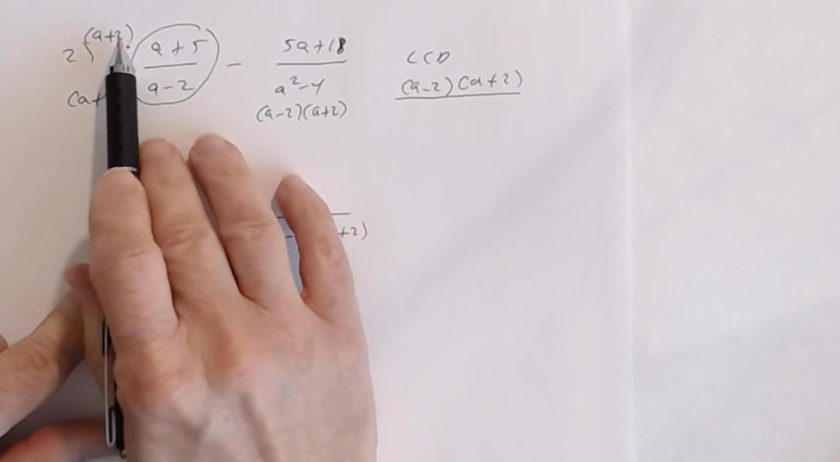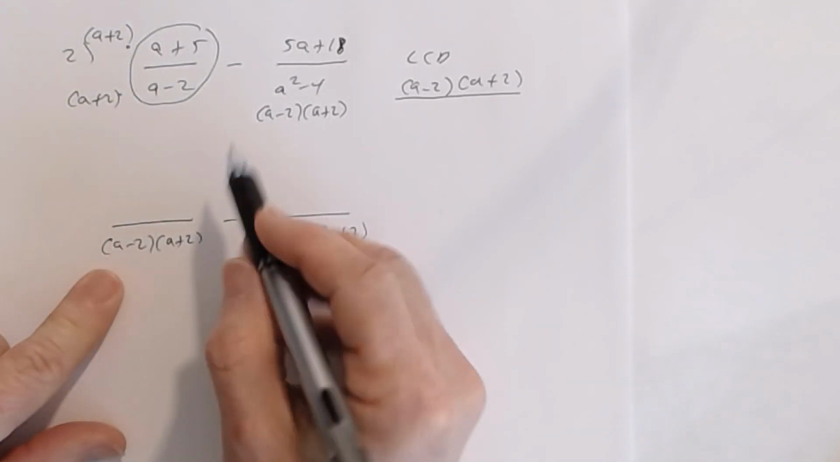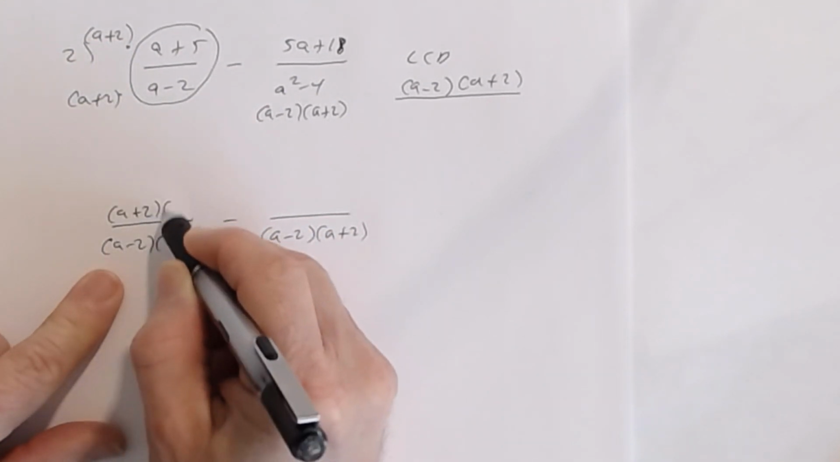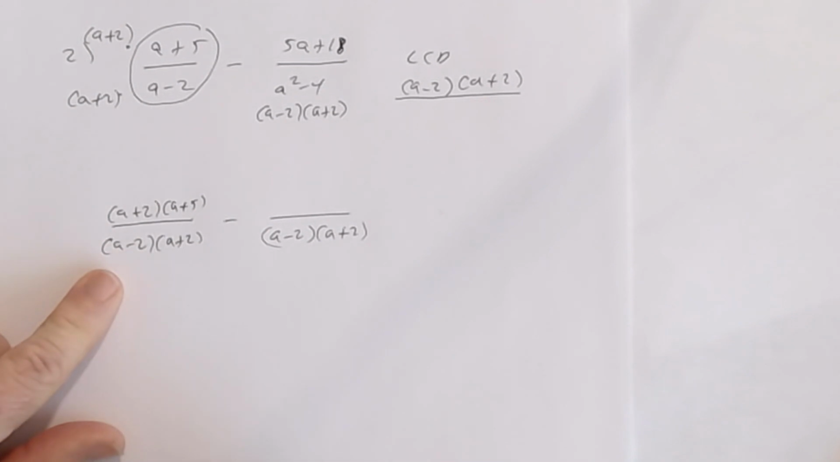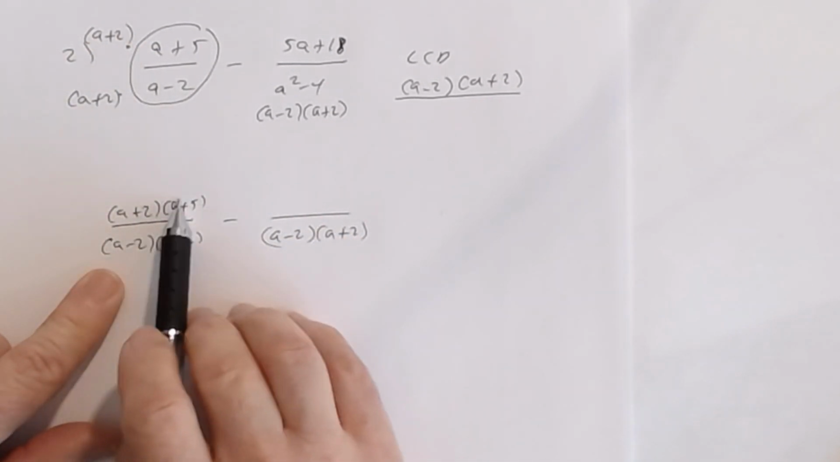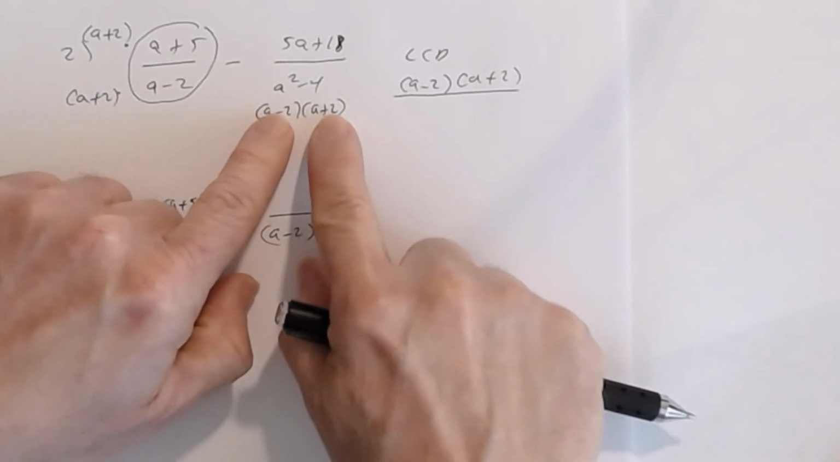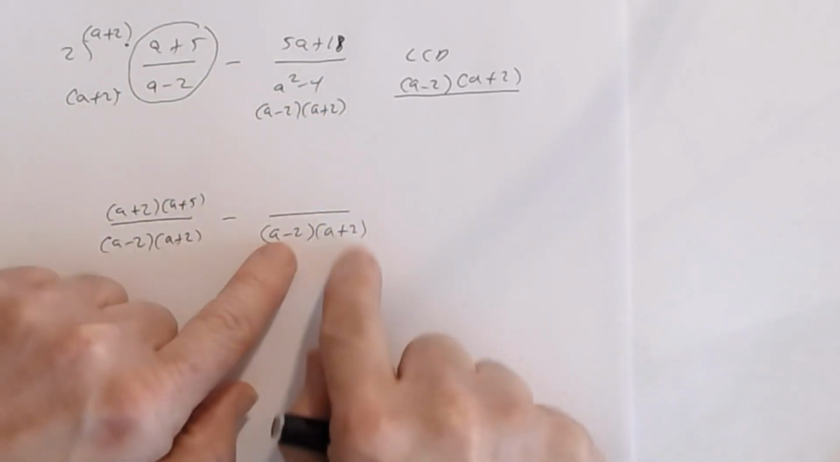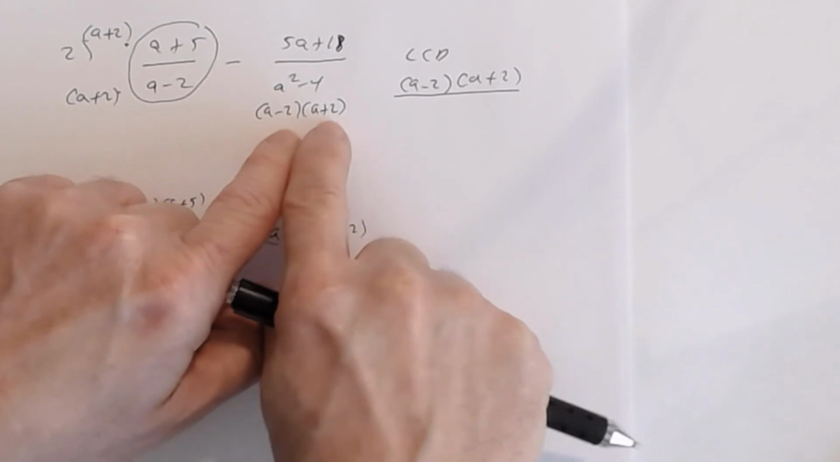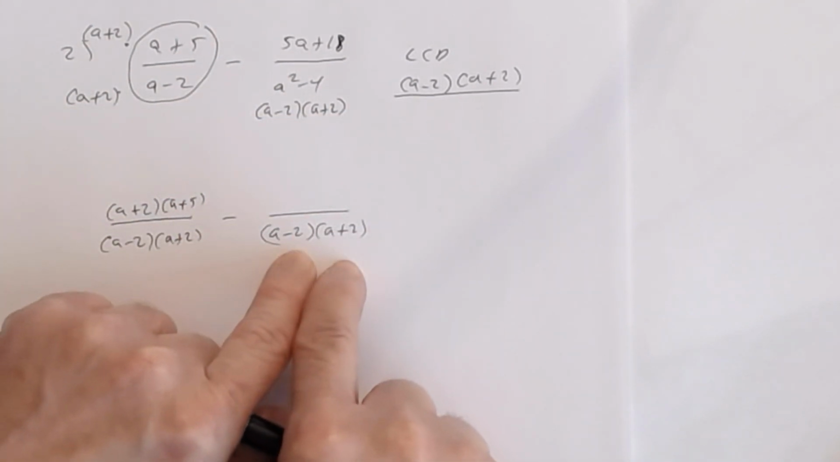A binomial times a binomial, so put that in parentheses. You're going to say a plus 2 times a plus 5. Okay, this times this goes here. Over here, I want you to notice something. These factors are the same, right? So this right here is the same as your LCD.